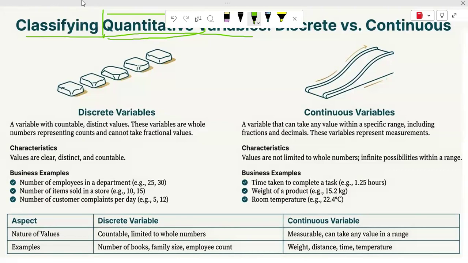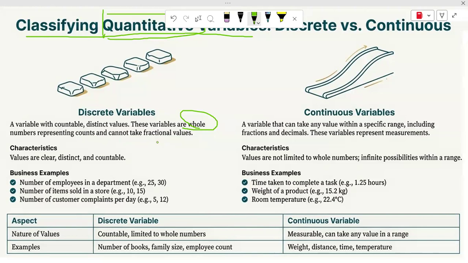When you answer this kind of question, you answer in whole numbers. A variable with a countable, distinct value. This is very important. These numbers are whole numbers representing a count and cannot take fractional values. So when I ask how many students are in the class, you may say 88 or 85. You never say 8.5 students. How many faculties? 3.5 faculties?